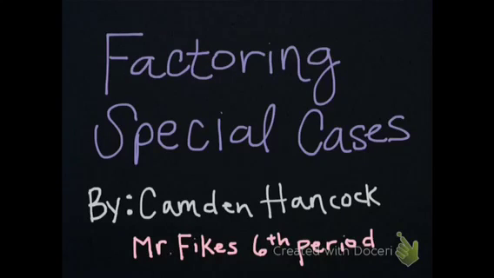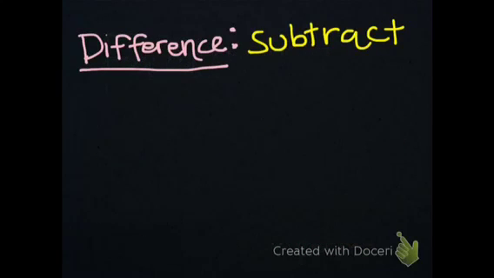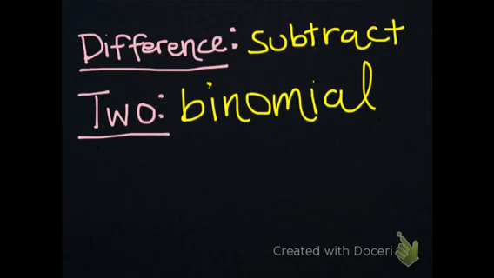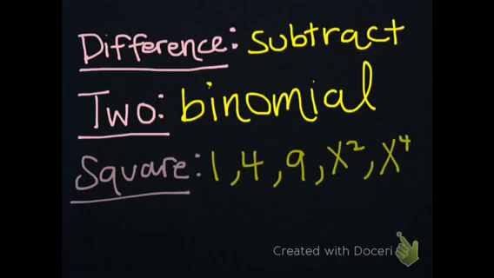Factoring special cases. Difference of two squares. Difference meaning that we are going to subtract. Two meaning that we are going to have a binomial. Square meaning that we are going to have factors of 1, 4, 9, x squared, and x to the 4th power.